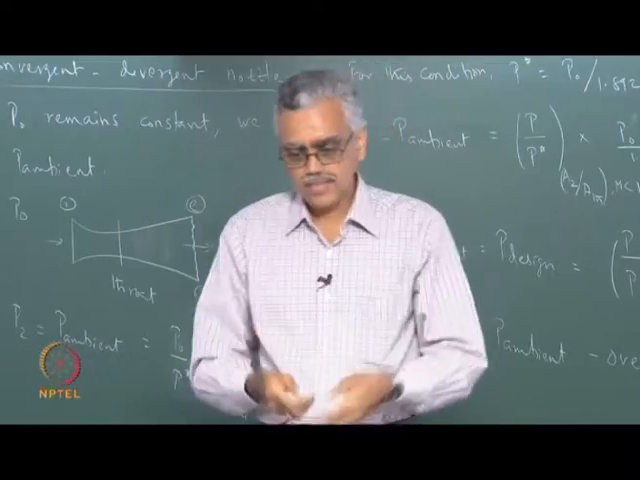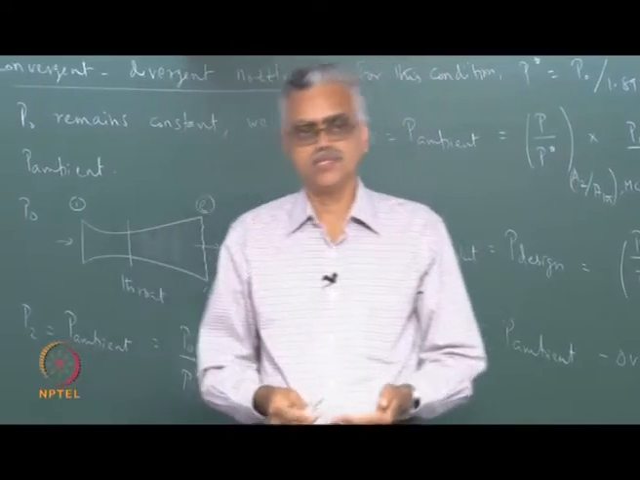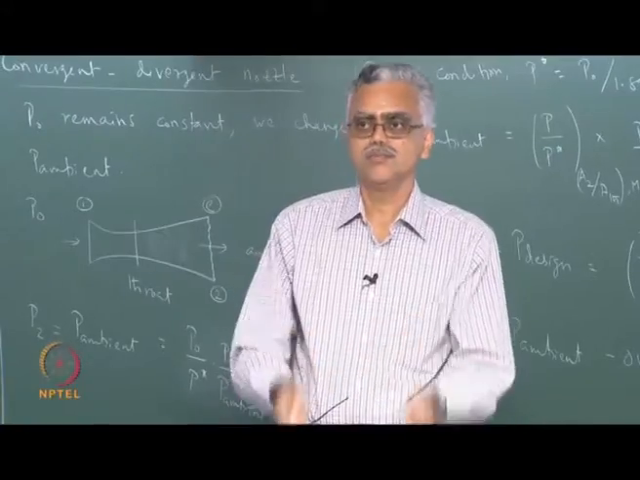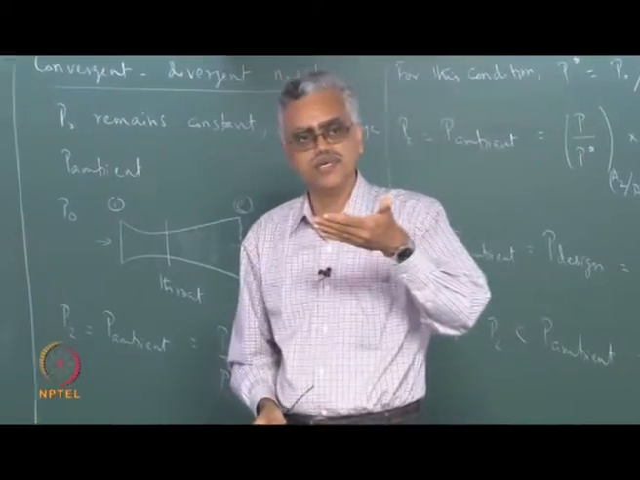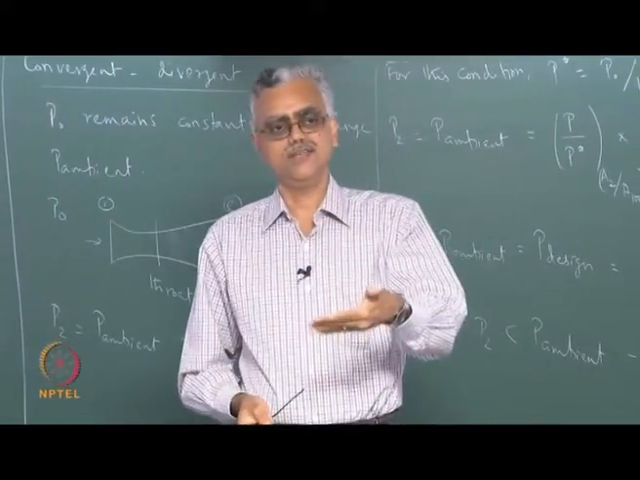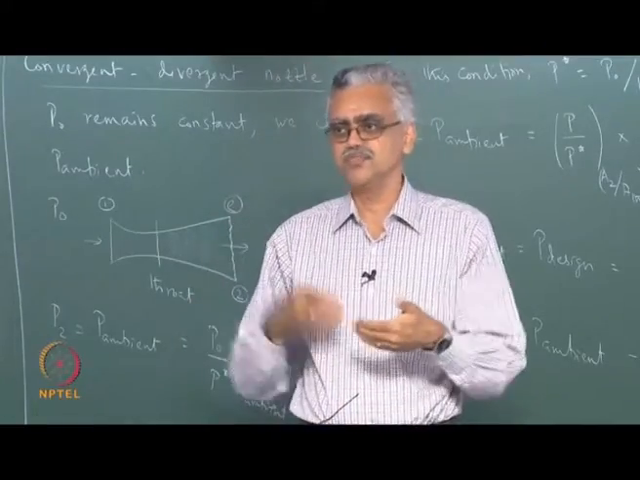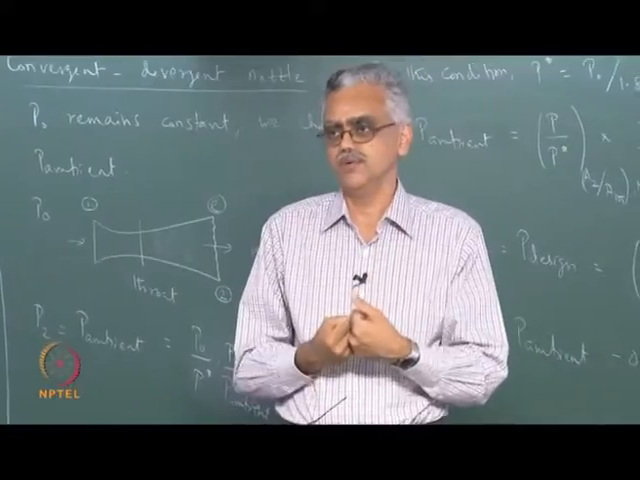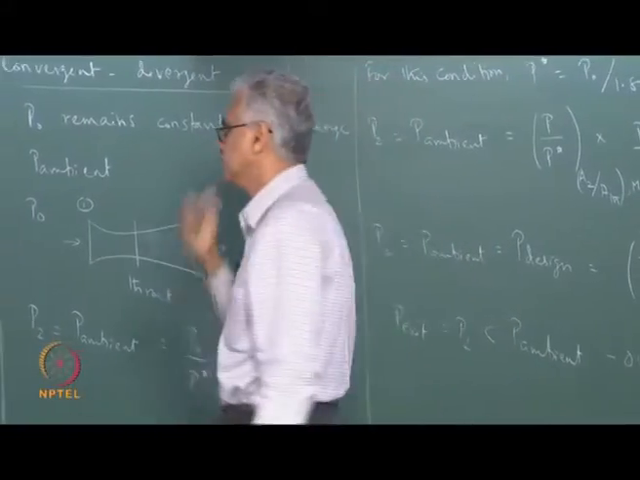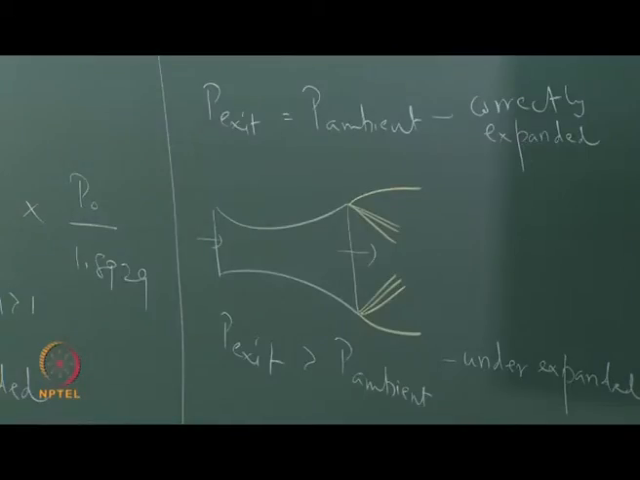Okay. Now let us take a look at the importance of this in a propulsion context. Why is this important in a propulsion context? Because we remember we used the convergent divergent nozzle so that we could recover the thrust. Some of the thrust which was being lost, we wanted to recover. So what is the impact of this type of a situation on the thrust?